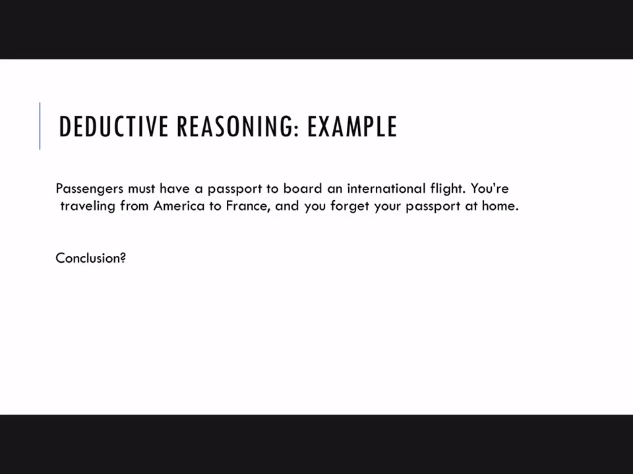All right, here's an example. Passengers must have a passport to board an international flight. You're traveling from America to France and you forget your passport at home. Right, and we can make a conclusion from this. So this first line, passengers must have a passport to board an international flight, that's our generally accepted statement. We're going to take that as a true fact. So assuming that that is true, then we can reach a conclusion here. If you're going from America to France and you forget your passport, then you'd have to conclude that you're not boarding that flight because that is an international flight.